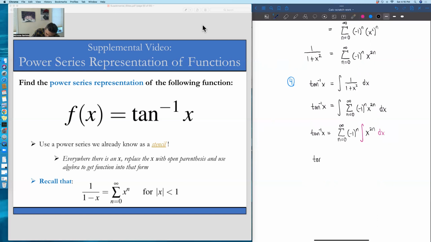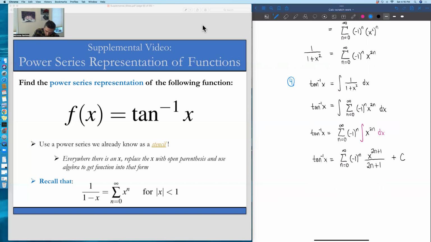So left-hand side, we'll still have this as the arctangent. On the right-hand side, we have the series n equals 0 to infinity, (-1)^n. And now if we do the antiderivative power rule, we'll take that power of 2n and we'll increase it by 1. So we have x to the 2n plus 1. And we'll take that 2n and add 1 to it and divide by it. So we have divided by 2n plus 1. And then, of course, since we did an integral, we have a plus c.